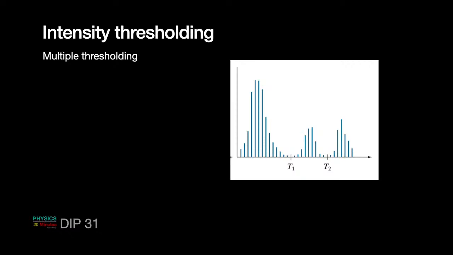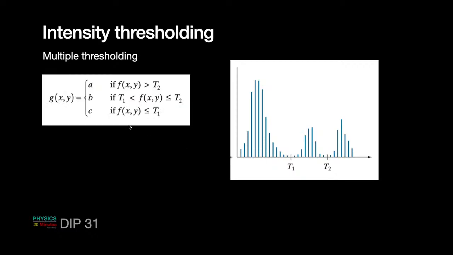So there is something called multiple thresholding also. I'm going to come back to this a little later. Multiple thresholding can happen if there is more than one valley. So there's a valley here, there's a valley here. That means the entire image has three distinct regions, and I can segment them by thresholding at T1 and thresholding at T2.